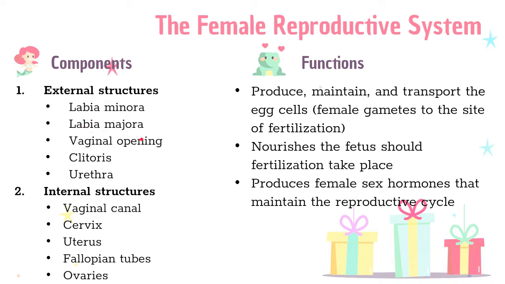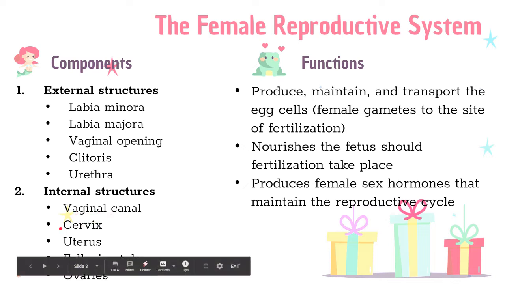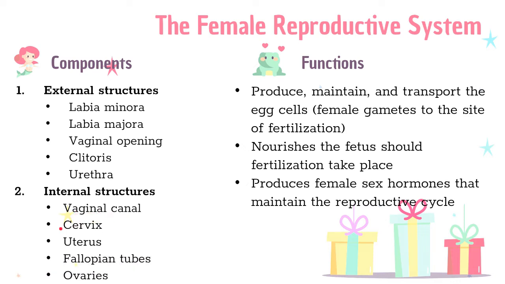The components of the female reproductive system are the external structures, which include the labia minora, labia majora, vaginal opening, the clitoris, and urethra. The internal structures would be the actual vaginal canal, cervix, uterus, fallopian tubes, and ovaries.